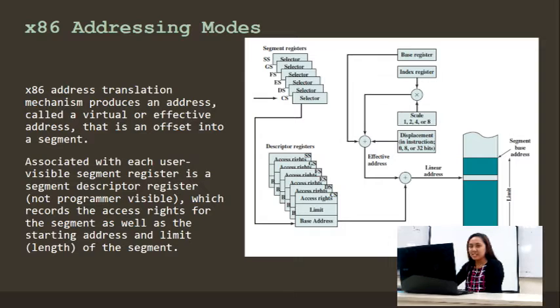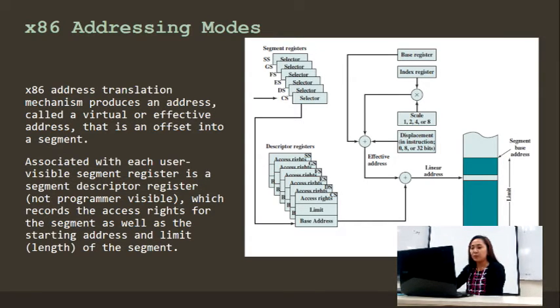x86 addressing modes. The x86 address translation mechanism produces an address called a virtual or effective address that is an offset into a segment. Associated with each user visible segment register is a segment descriptor register, not programmer visible, which records the access rights for the segment as well as the starting address and limit or length of the segment.